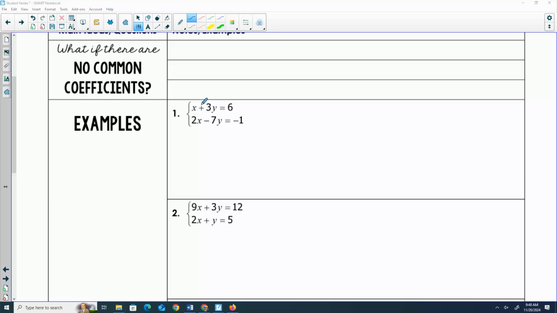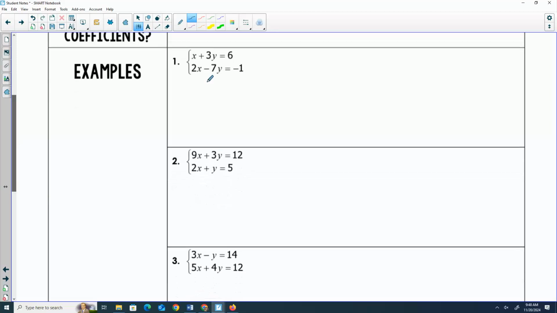When I look at this first problem, nothing is opposite right now. So we have to decide, do we want to cancel x or do we want to cancel y? X. Okay, let's look at our x's. If I am going to cancel them, I have to make those opposite. So how could I do that?